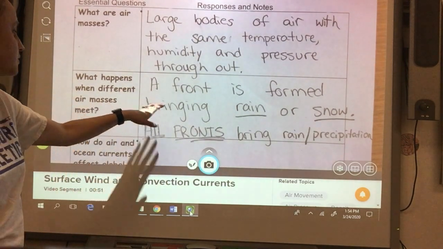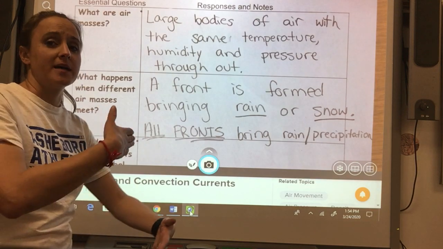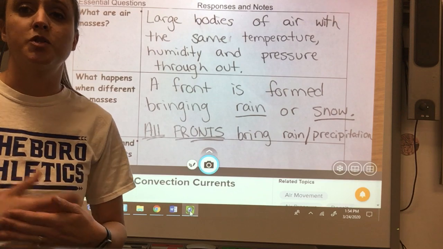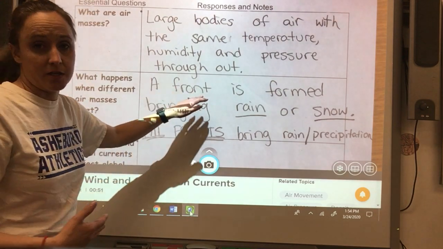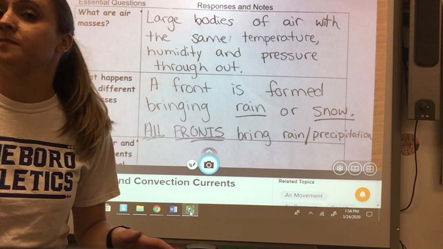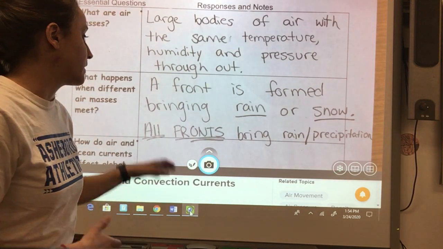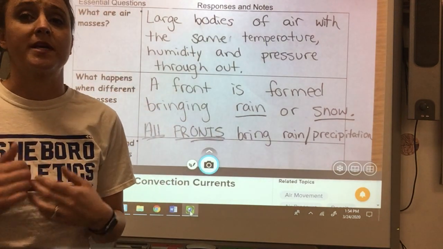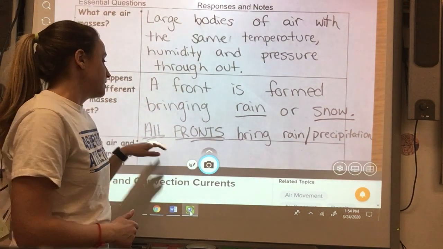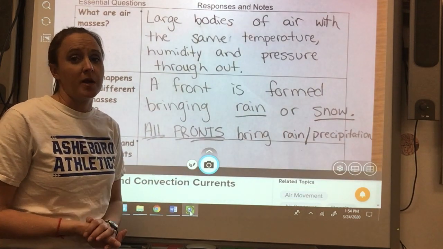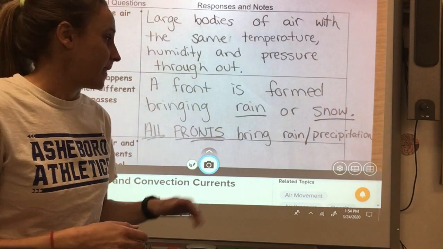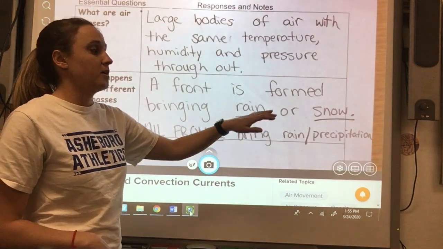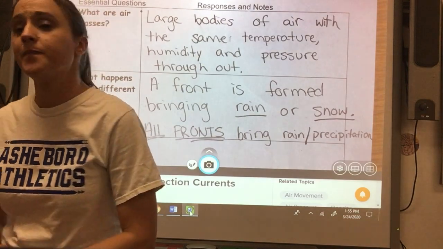What happens when we have two different air masses that meet? You have a mass of cold air that meets up with a mass of warm air. Anytime two air masses meet, a front is formed. Any type of front, doesn't matter what kind, is going to bring rain or snow. All fronts are going to bring some type of precipitation. So make sure that you get this down on your paper. You can pause the video and do what you need to get this down, but all fronts bring rain or precipitation.